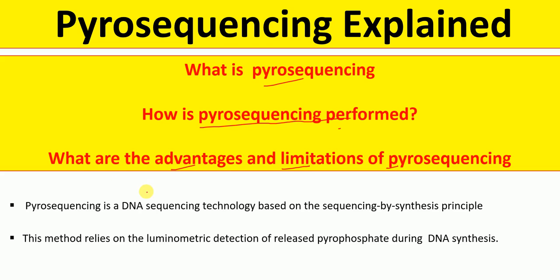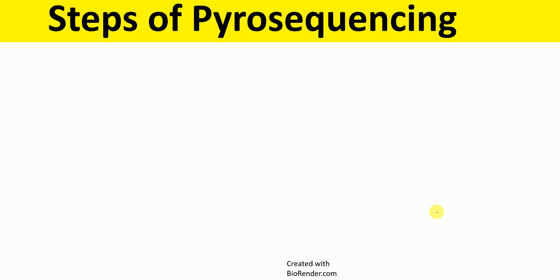Pyrosequencing is a DNA sequencing technology that is based on the sequencing by synthesis principle. What does this mean? This means that this method relies on the luminometric detection of released pyrophosphate molecule during DNA synthesis. The name pyrosequencing comes from the luminometric detection of released pyrophosphate molecule during DNA synthesis. So then, what are the steps involved in pyrosequencing?